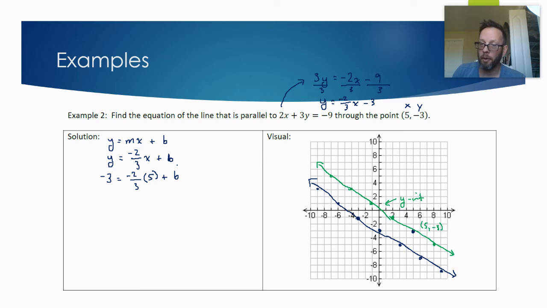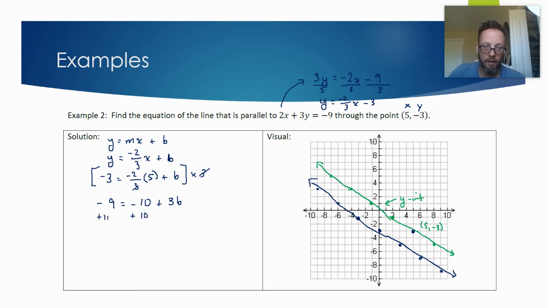If you don't prefer working with fractions, no problem. Do you remember our strategy for working with fractions? We multiply everything by, in this case, 3. We'll get -9. And then 3 over 3 is 1, so it's gone. -2 times 5 is -10, right? The 3's divide out. And then plus 3b. And this is a little two-step equation, not too bad to solve.